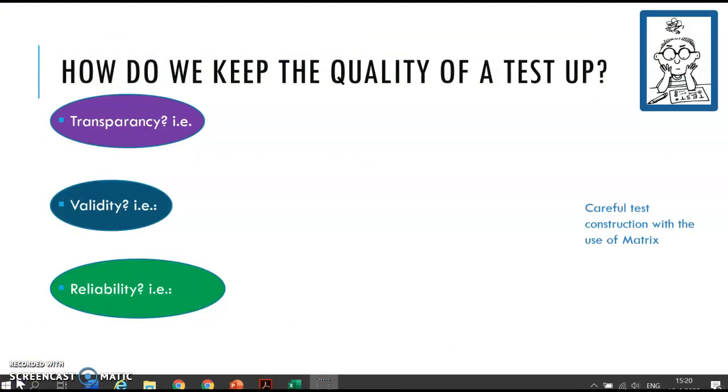So in conclusion, how do we keep up the quality of a test? Well, again, the transparency, practicality with that as well, the validity and the reliability. A few examples that were given, and hopefully that you've read or you've watched in the videos that were presented to you, are the following.